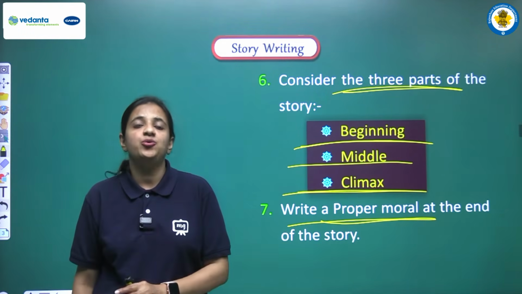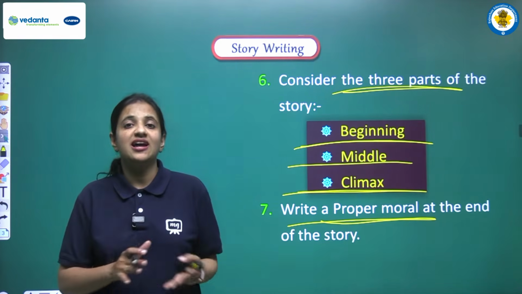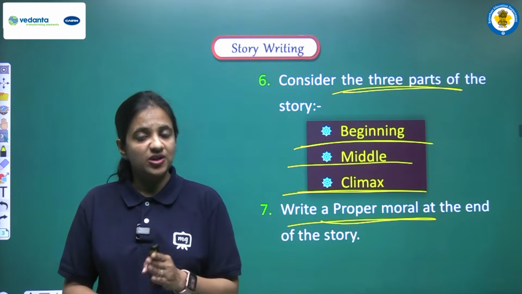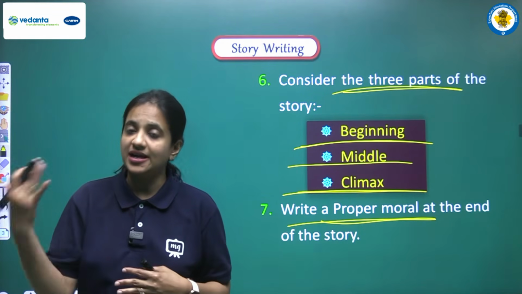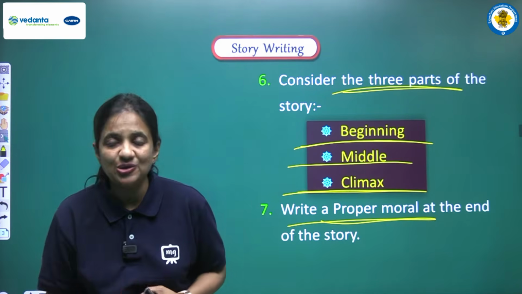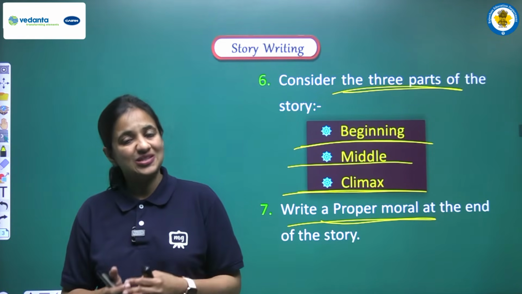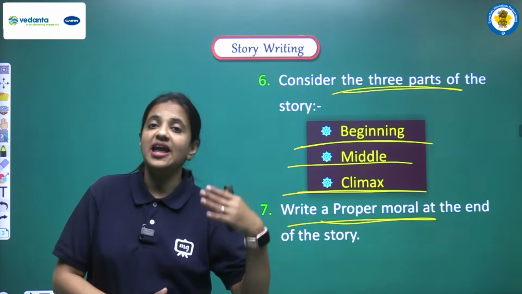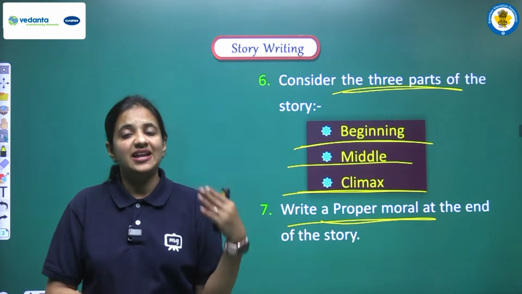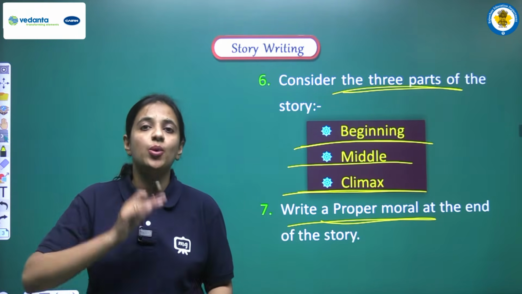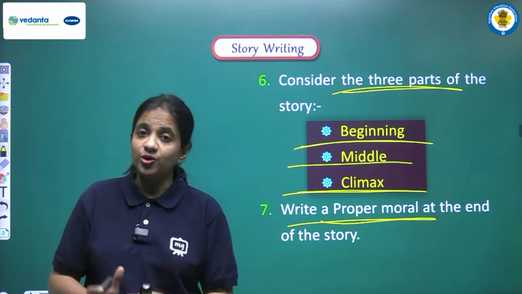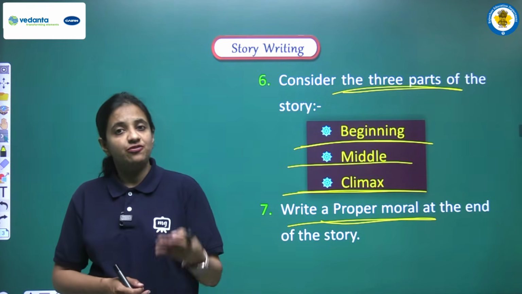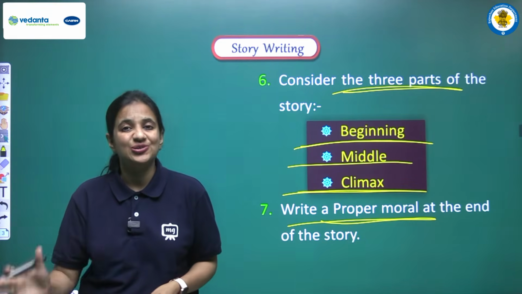So first of all, we have to write the title, then we have to start our story. We have to consider the outlines that are given to us, use past tense, follow all the grammatical rules, all the parts of speech we can use in our story, and a perfect sequence like beginning part, middle part and the climax part, that should be there. And at the end of the story we have to write one appropriate moral, one learning, one lesson that we got after reading that story.